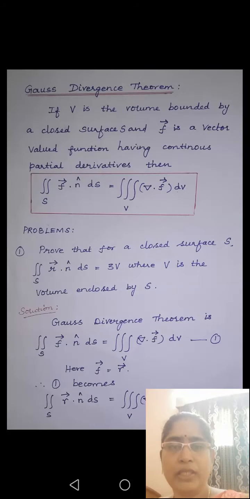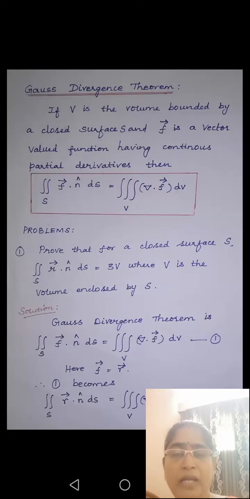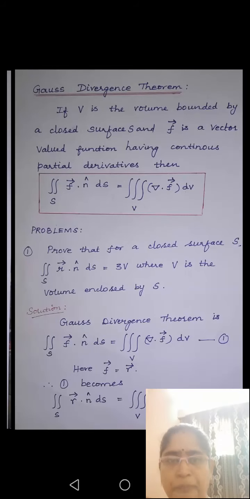Now we are going to see the problems. Problem number 1. Prove that for a closed surface S, double integral over S r vector dot n cap into ds is equal to 3V, where V is the volume enclosed by S. This is the problem. Now we are going to see the solution.